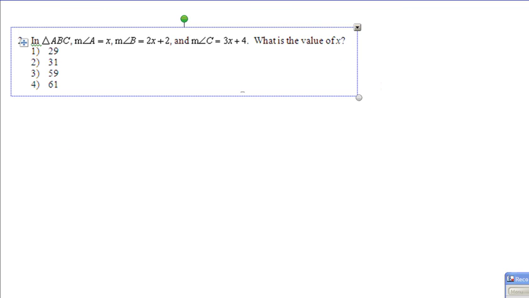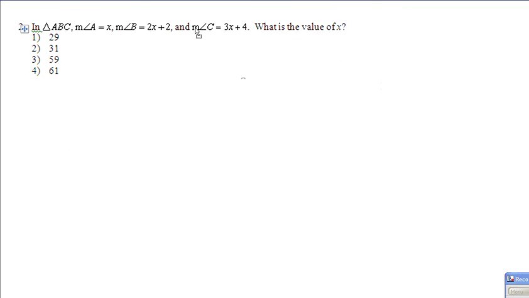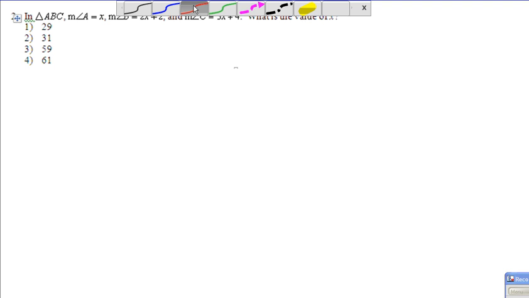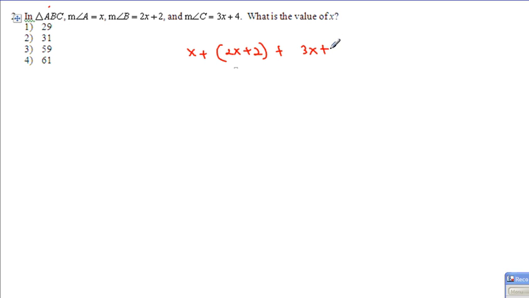Let's move on. Now here we have a question. Triangle ABC, angle A is x, and B is this. So these are three angles in the triangle. What is the value of x? One thing we get to realize is x + (2x + 2) + (3x + 4). When you add up these three angles, it must be equal to 180.